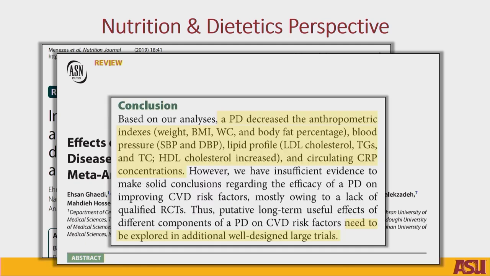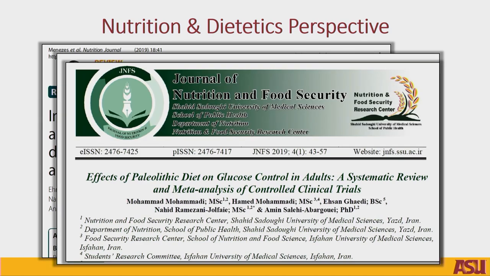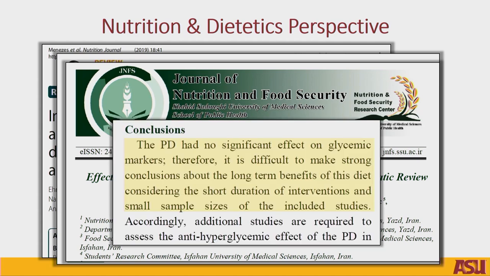Studied a lot more, the paleolithic diet was associated with a decrease in weight, BMI, waist circumference, body fat, lowered blood pressure, improved lipid profiles, and decreased circulating CRP, so inflammation. But again, they go ahead and say that we need larger, well-designed clinical trials to really get at this question. Another 2019 systematic review of paleolithic diet randomized controlled trials. This one found no effect in improving glycemic markers compared to the controls.